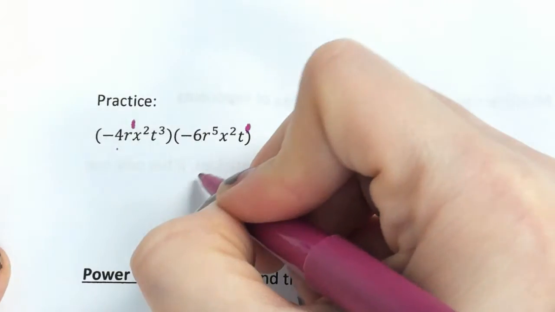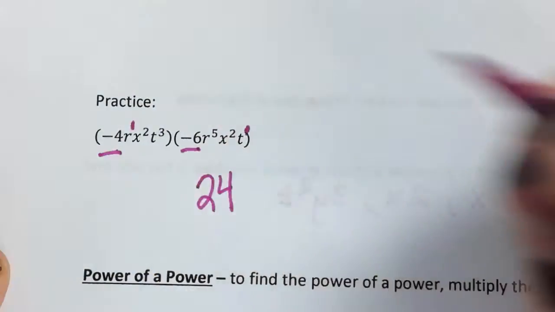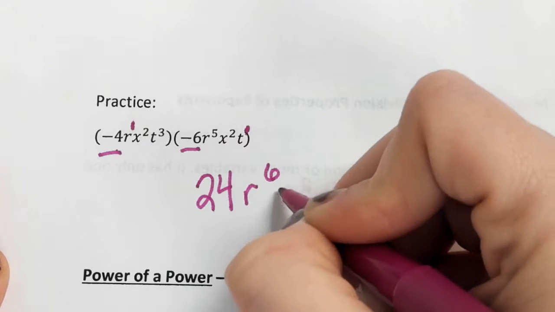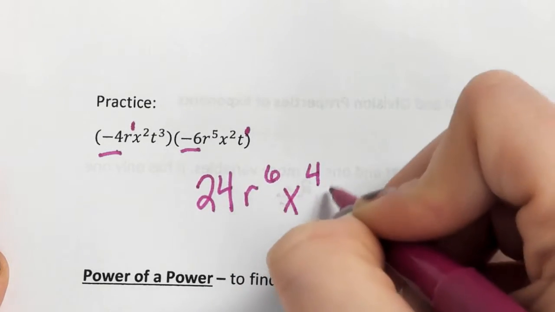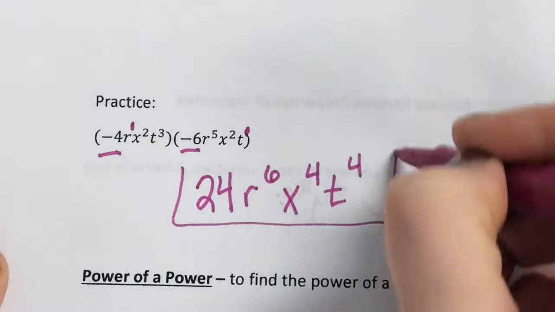Okay, so you should get 24 when you multiply -4 and -6, and then r to the 6th power, x to the 4th, and then t to the 4th. And that's your answer.